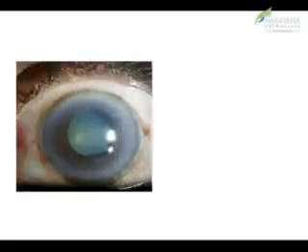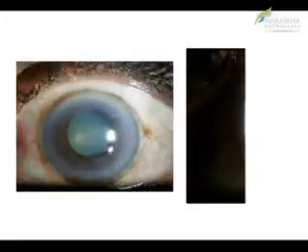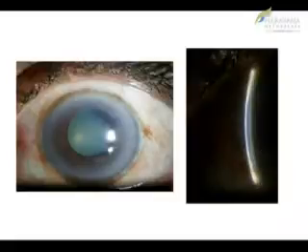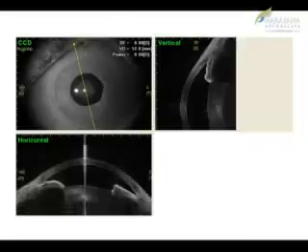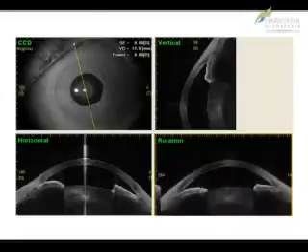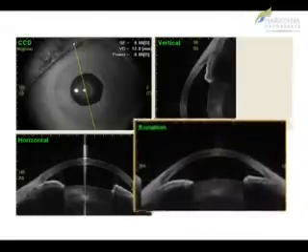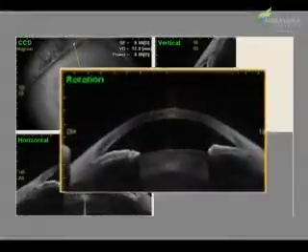A 60-year-old female presented to us with features of acute congestive attack. She later underwent laser peripheral iridotomy. In spite of a patent iridotomy and maximum medical therapy, she had 270 degrees of peripheral anterior synechiae and the intraocular pressure was 30 mm of mercury. She also had grade 1 nuclear sclerosis with glaucomflecken.